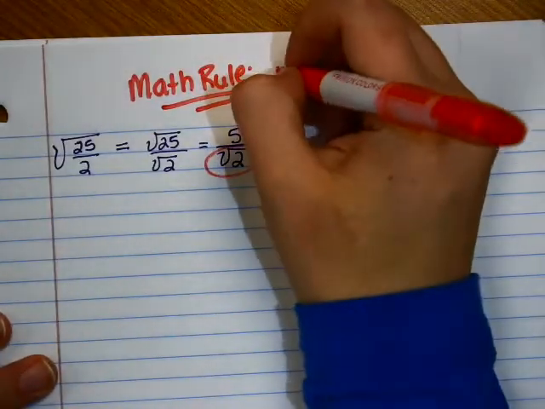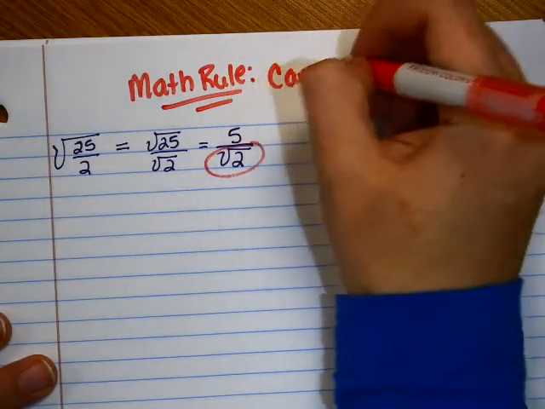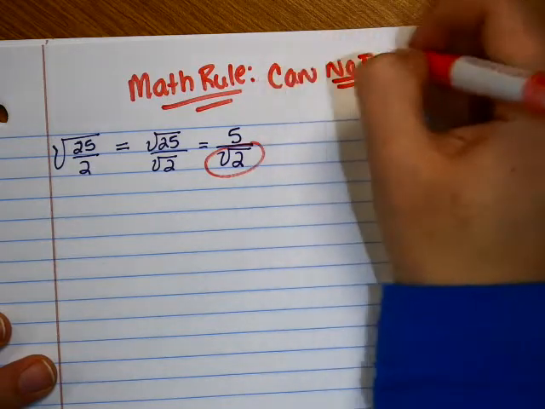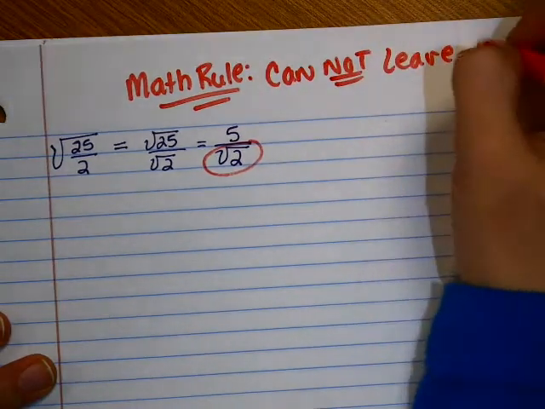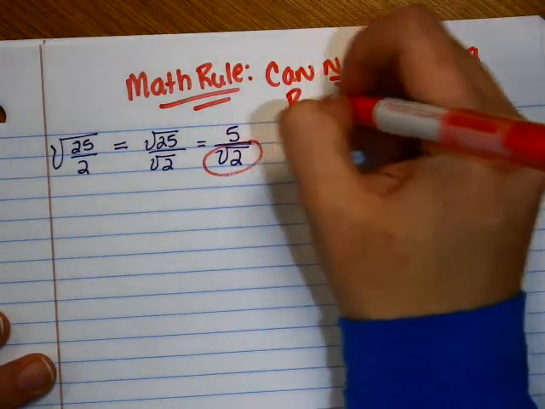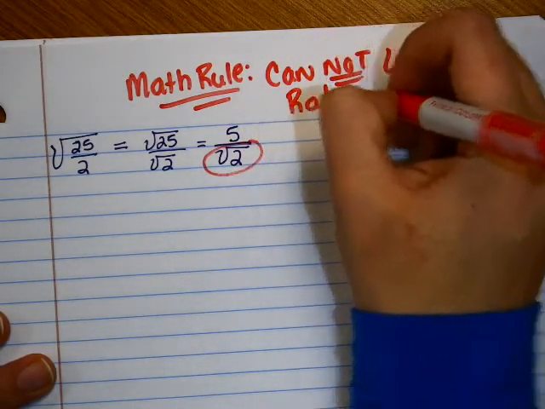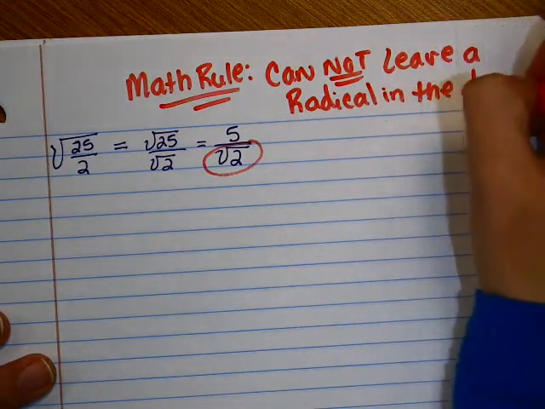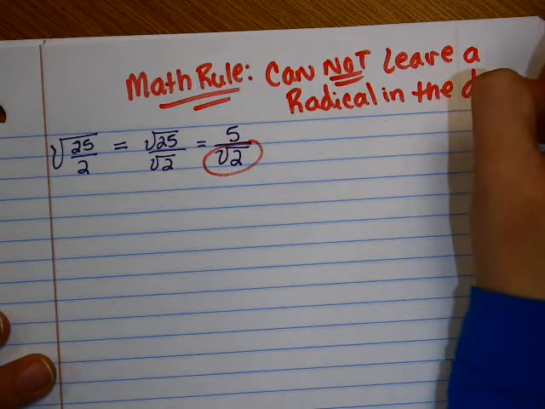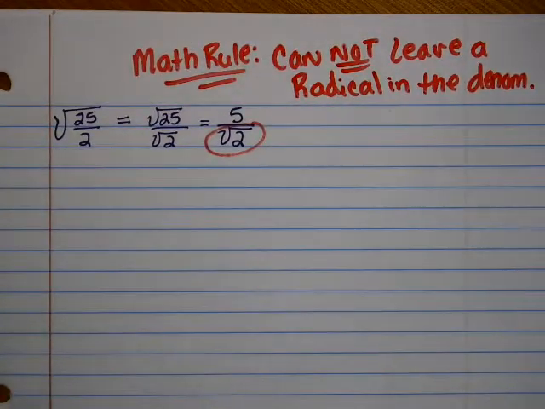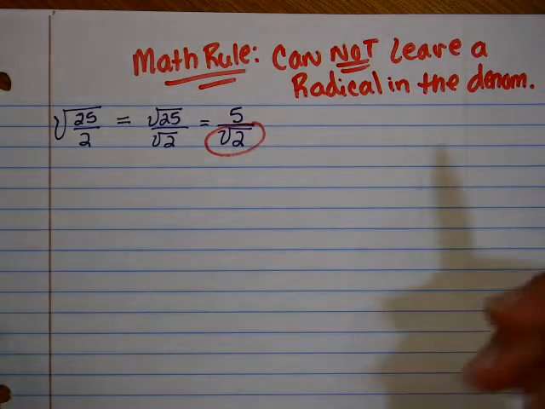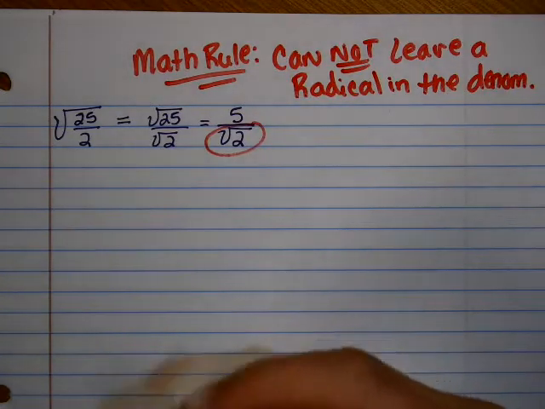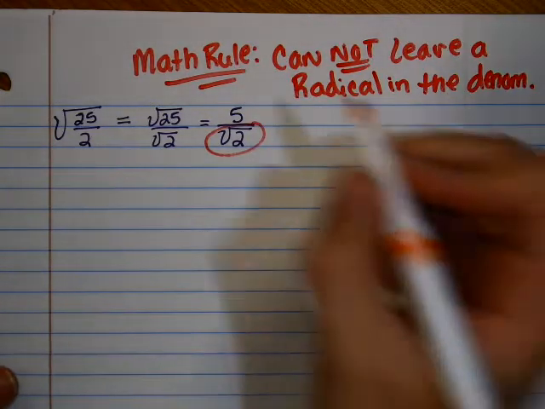So we cannot leave a radical in the denominator. So how do I get rid of it? Well, to get rid of that radical, you have to multiply by rationalizing. So we call this rationalizing the denominator.